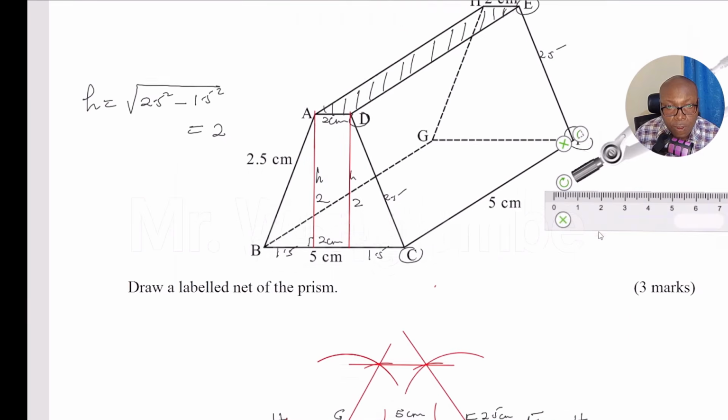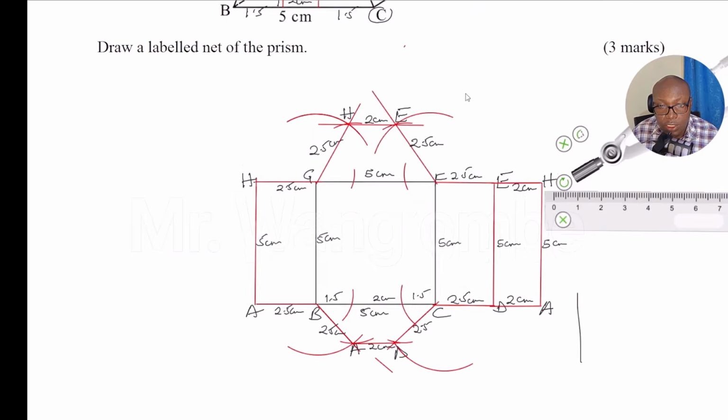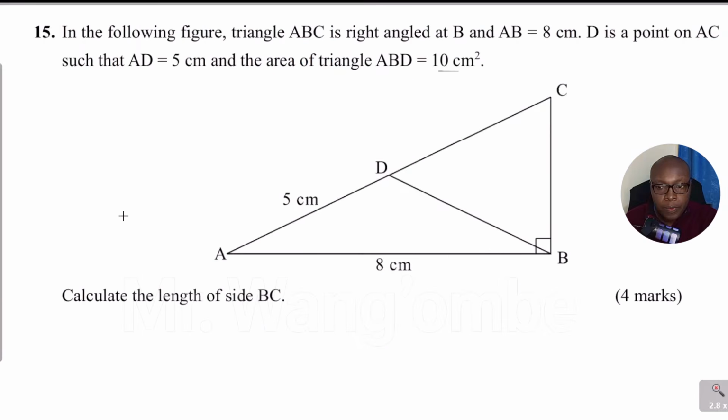So we have G, H, E. So this one is H, and then this one is E. So this is 2 centimeters. This is 2.5 centimeters. This is 2.5 centimeters. So that is how you're supposed to draw it. Make sure that it is correctly drawn. You can see the part that was a little bit complicated was construction of the trapezium, but I've demonstrated to the best of my ability how you're supposed to do that. So that is how you're supposed to solve that question.